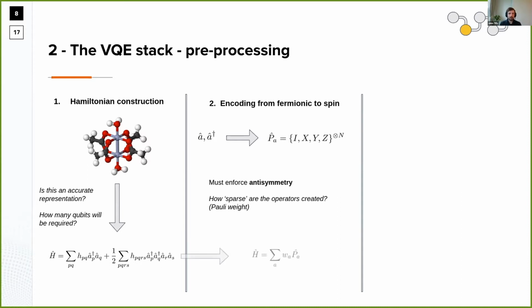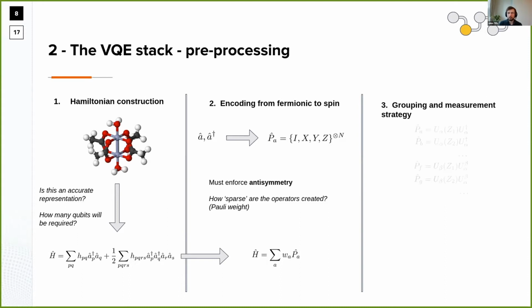And so that allows us to rewrite the Hamiltonian into a weighted sum of Pauli operators. And right now we can already use this to try to solve our problem on a quantum computer. But there's another step that we can take, which is to group specific Pauli operators that, for example, commute with each other so that we can measure them at the same time.